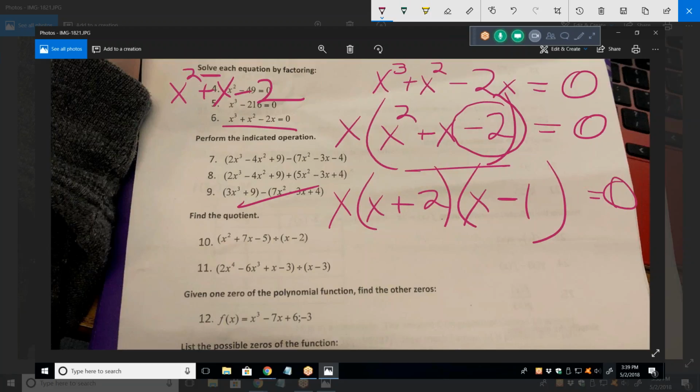1? Yep, that's one of them. Because that makes that 0. And whenever you have 3 numbers and one of them is 0, the result is always 0. What's another one? -2, I think. That makes that 0. So that would be true.